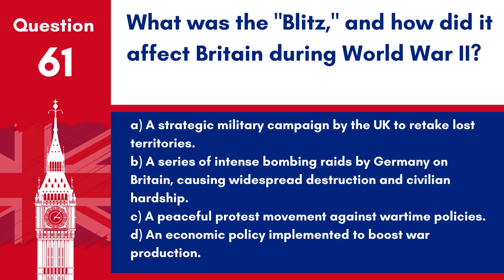Question 61. What was the Blitz and how did it affect Britain during World War II? A. A strategic military campaign by the UK to retake lost territories. B. A series of intense bombing raids by Germany on Britain, causing widespread destruction and civilian hardship. C. A peaceful protest movement against wartime policies. D. An economic policy implemented to boost war production.